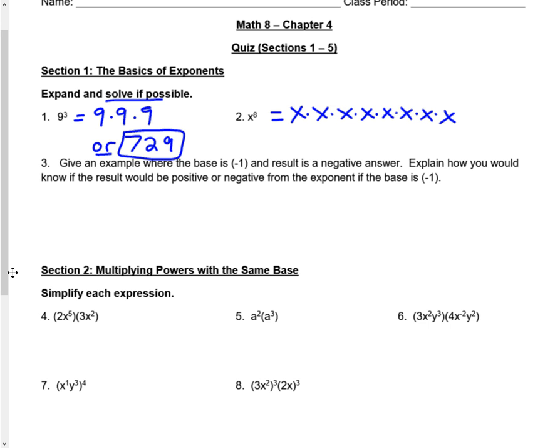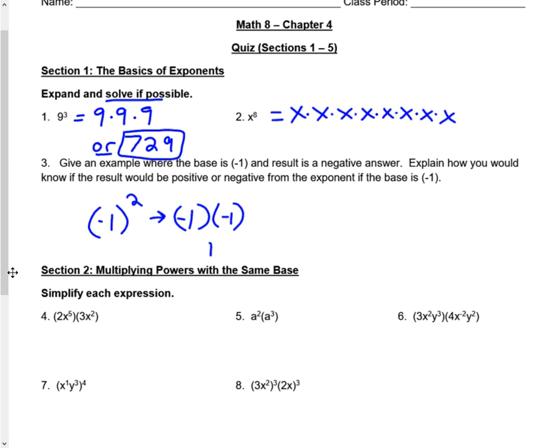It says, give an example where the base is -1 and the result is a negative answer. So if we have an exponent, our base is -1, we need to find the exponent that would make it a negative answer. So let's take a look. If you made it a 2, let's just say. We've talked about this before, but if you made it 2, that just means -1 times -1. Well, that answer is +1.